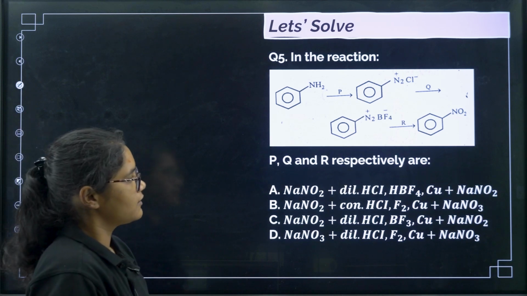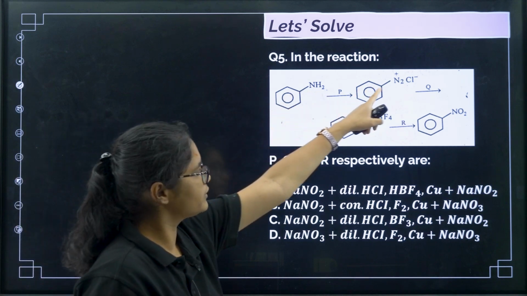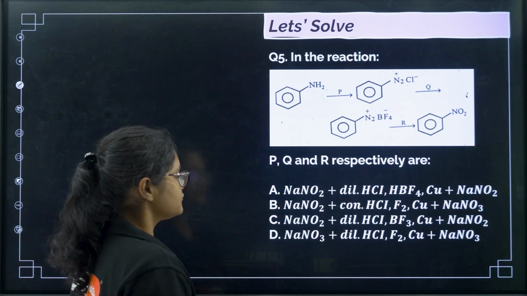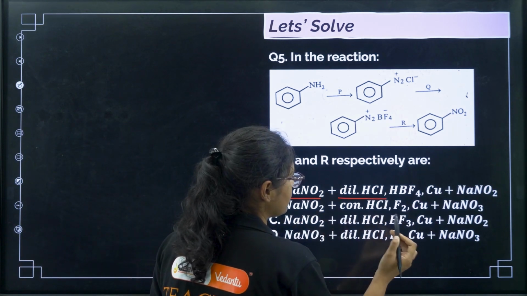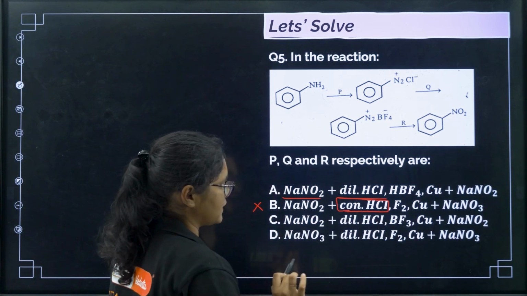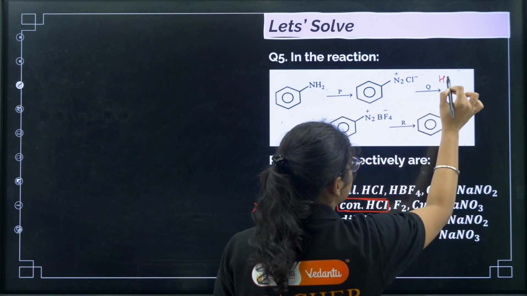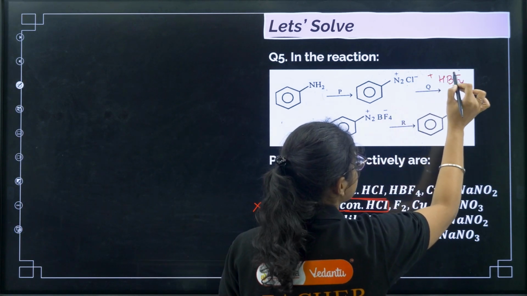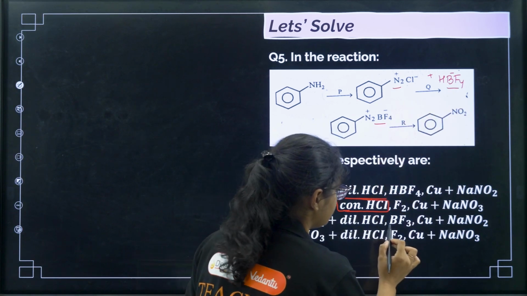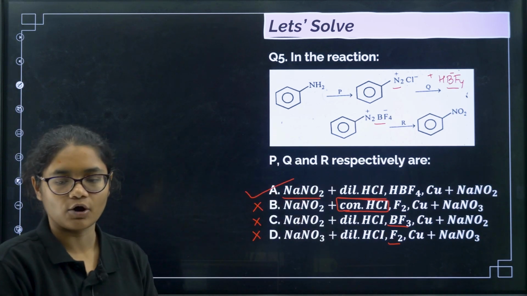Next, again you have to find the reaction here. First, NH2 to N2 plus Cl minus is the formation of benzene diazonium chloride. For this we need nitrous acid. I told you many times it will be written either NaNO2 with dilute HCl. Here it is concentrated HCl, so we can remove this option. This can be there, this can be there. Next, to get N2 plus and BF4 minus, we need HBF4. This will be H plus and BF4 minus, so the N2 plus BF4 minus salt will form. Here BF3 is given, here F2 is given, so we can eliminate these two options. The correct answer will be option A.